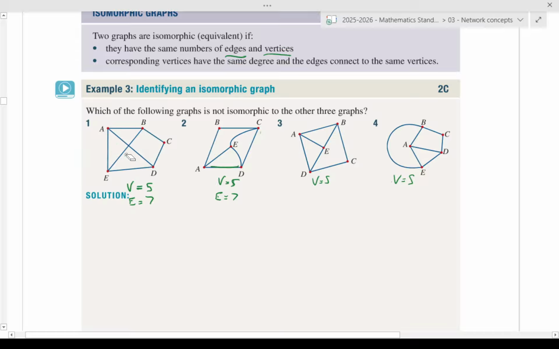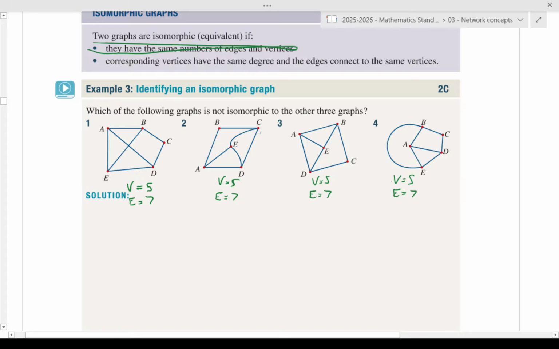1, 2, 3, 4, 5, 6, 7. So yep, there's definitely 7 edges there. 1, 2, 3, 4, 5, 6, 7. Yep, and there is 7 edges there. Now that was probably always going to be the case because otherwise it would be too obvious, but it is something you should check first. So that's that one done. The next one.